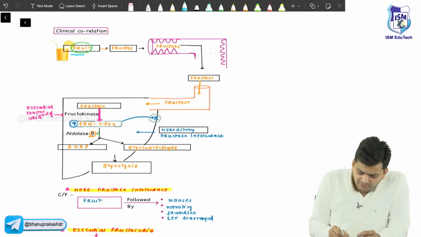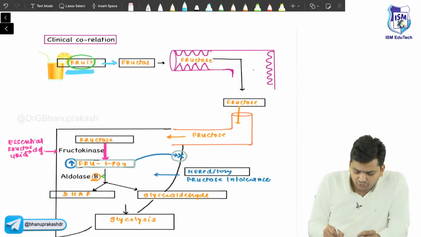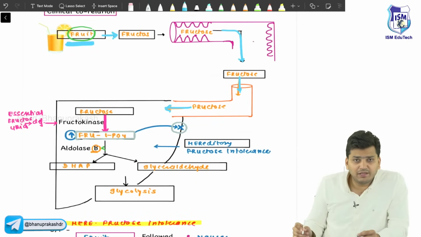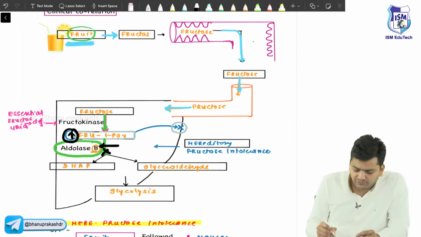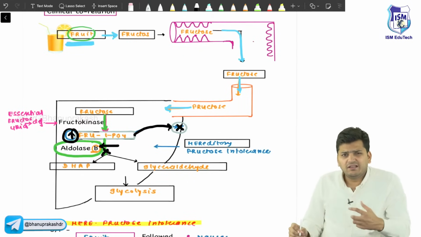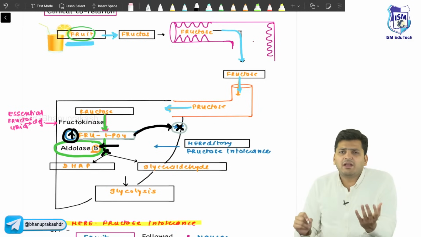Next is fructose. When you eat fruit or you take fruit juice, the fructose absorbed in the intestine reaches your liver and the fructose will be metabolized. In the fructose metabolism, we have different enzymes. The key enzyme for the fructose metabolism is aldolase B. If this aldolase B is not there, the fructose metabolism will not occur and the fructose 1 phosphate will accumulate in the liver, which is impermeable, and the patient will develop nausea and vomiting.